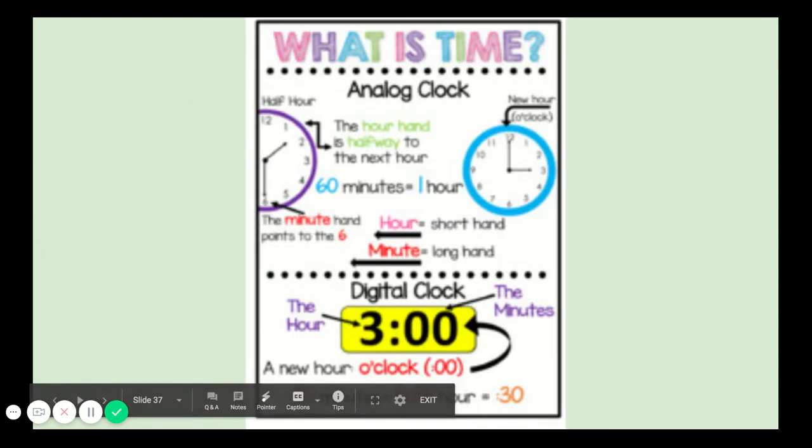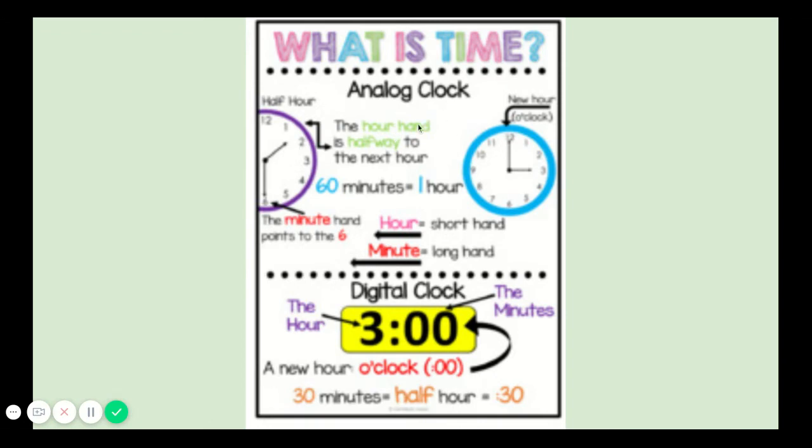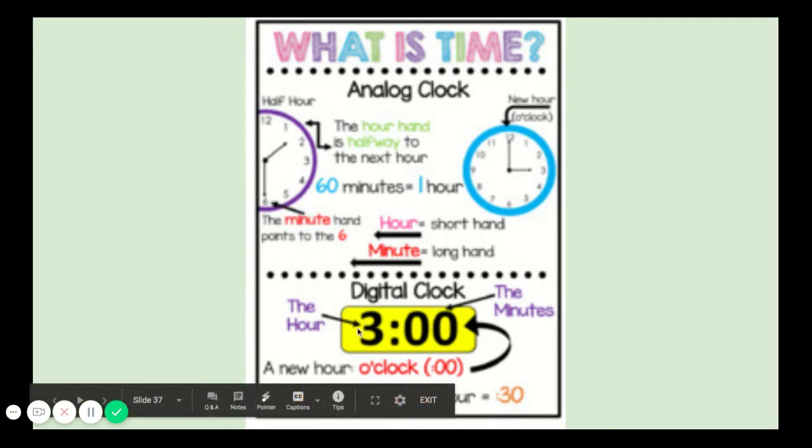There are 2 kinds of clocks. First, an analog clock is the one with hands. The hour hand is the short hand. The minute hand is the long hand. In 1 hour, there are 60 minutes. When the minute hand gets to the 12, it's a new hour, or o'clock. When the minute hand points to the 6, that means the hour is halfway to the next hour, or half hour, or 30 minutes. On a digital clock, we see the hour and the minutes. A new hour, or o'clock, is shown by 00 on the digital clock.